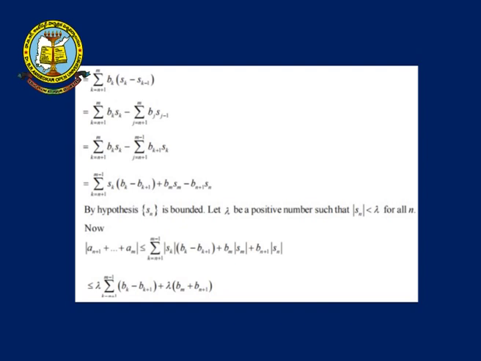It clearly appears that the sequence sn is bounded, so that mod sn is less than lambda for each positive lambda. Then the modulus of an plus 1 and so on up to am is less than or equal to, by the Cauchy comparison test, and applying the modulus, less than or equal to lambda times sigma bk minus bk plus 1 plus lambda into bm plus 1.